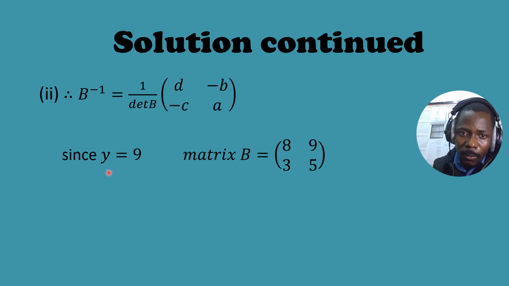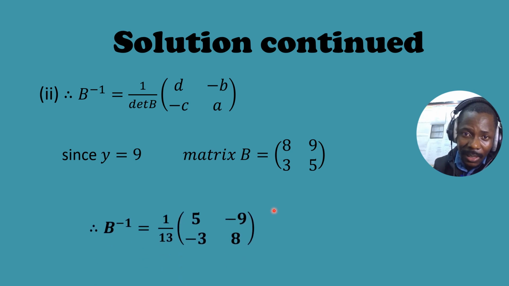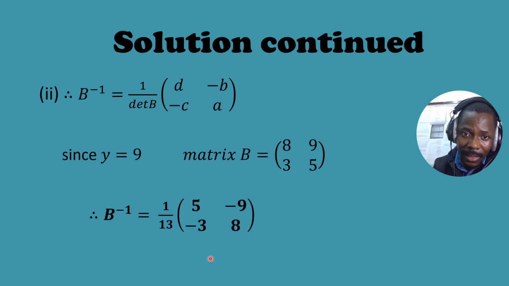Since the value of y has been found as 9, we can now take matrix B to be 8, 9, 3, and 5. The missing part has now been found, and that is 9. So the inverse of this matrix is going to give us 1 over 13, times 5, negative 3, negative 9, 8.